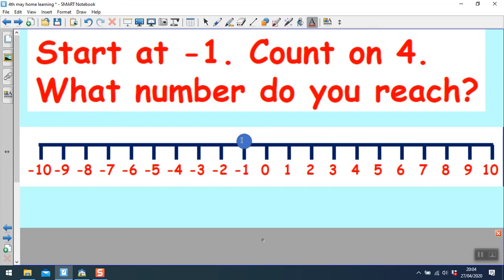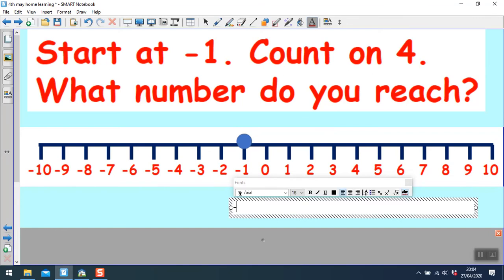What I could do is think, I'm going to add 1 on to get to 0. How many more do I need to add so that I've added 4 on altogether? I need to add on 3 more. So it's -1 add 4 equals 3.